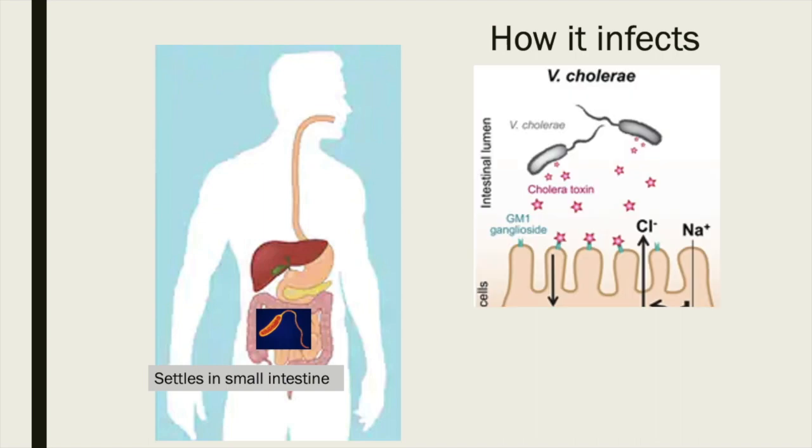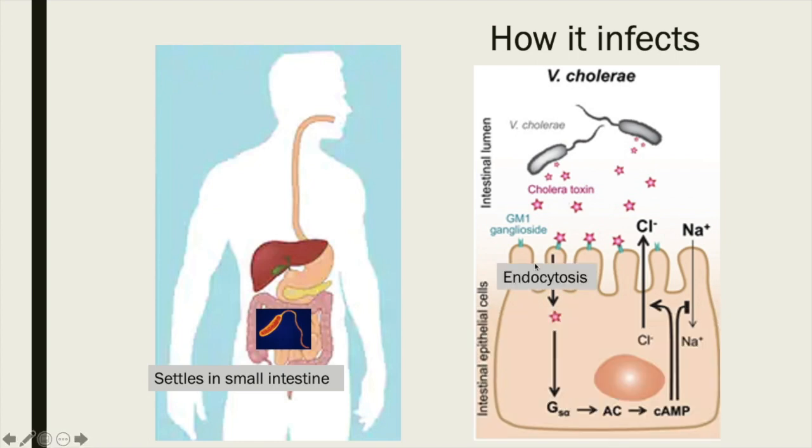So once it's in the small intestine, it settles in the lumen, and it starts producing a whole bunch of cholera toxin. The cholera toxin then binds to the GM1 ganglioside, or the B subunit of the cholera toxin binds, and it then goes into the epithelial cell through endocytosis. And once it goes inside the cell, the A subunit of the cholera toxin binds to the G protein coupled receptor.